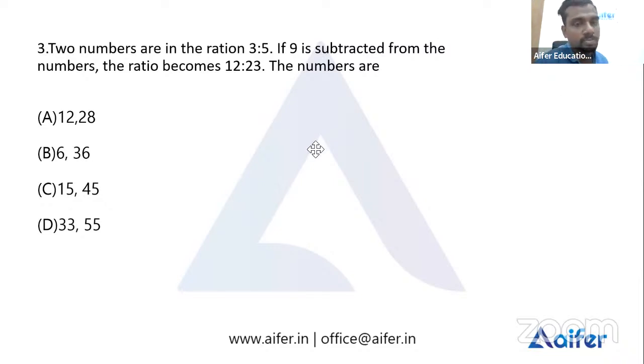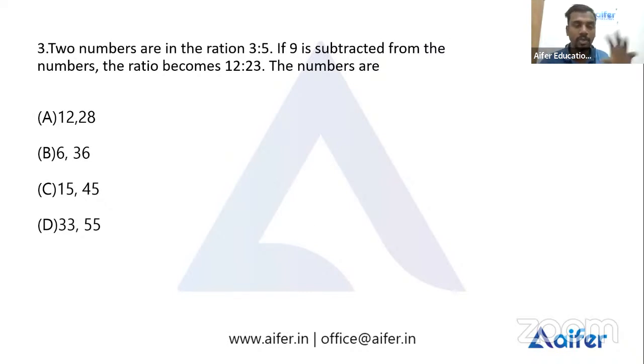So we have 2 numbers in the ratio. It's not ration, it's ratio. Two numbers are in the ratio 3:5. If 9 is subtracted from the numbers, the ratio becomes 12:23. The numbers are, okay, that's the question.